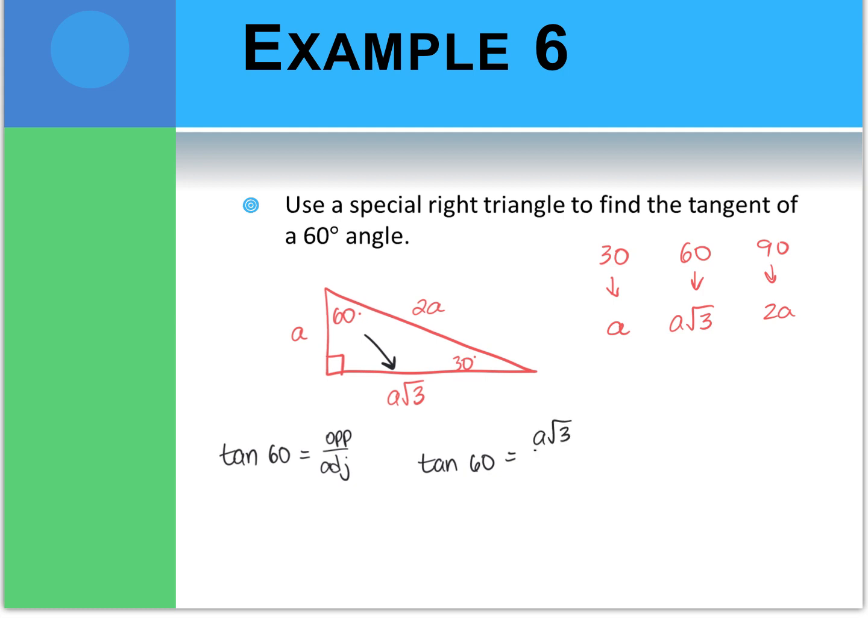That's A radical 3 is the distance, and the adjacent side is A. Notice that if I just do the math, I'm going to be left with the square root of 3. So the tangent of 60 degrees is the square root of 3, and that would be my answer. I don't need to have the actual lengths. I'm able to find the tangent just using the ratio values that I know exist in this special right triangle.